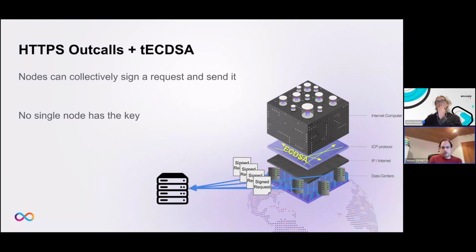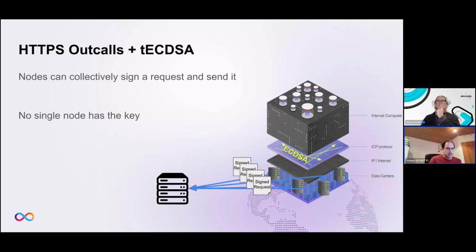Now, another feature that we have from the Internet Computer and might be very useful for some of you is threshold ECDSA. With threshold ECDSA, nodes can collectively sign anything with ECDSA curves. That means, for example, if a remote server wants to verify the request, they can create a request with a signature included in it that was signed using this threshold ECDSA protocol.